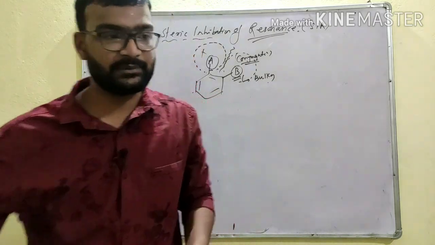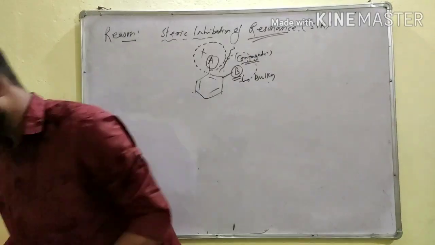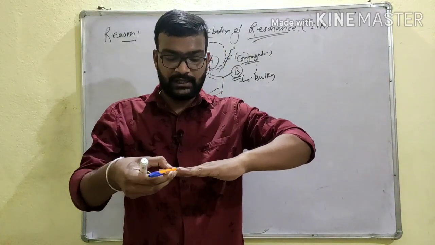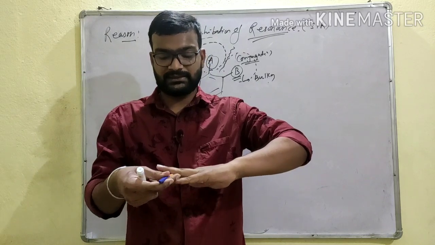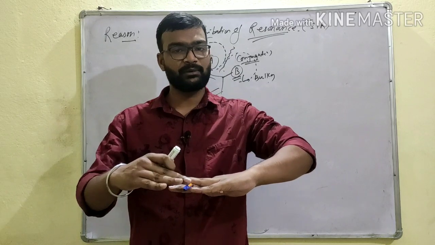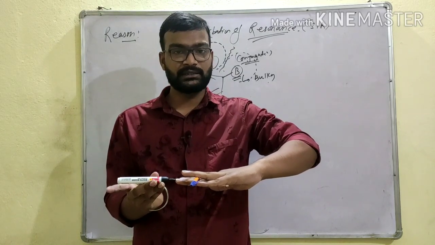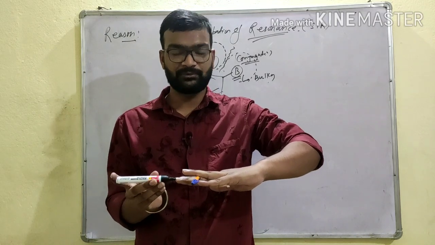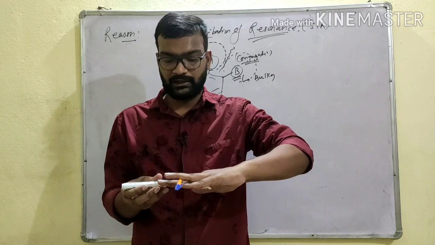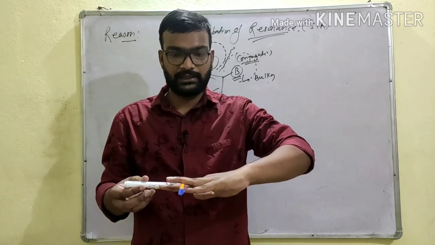Suppose, for example, this is my benzene ring. This is in one plane, and suppose this is my A, whatever the group is, and this one is my COOH group, my bulky group. It is in conjugation, right? So all are in one plane. If you see, all are in one plane, right?